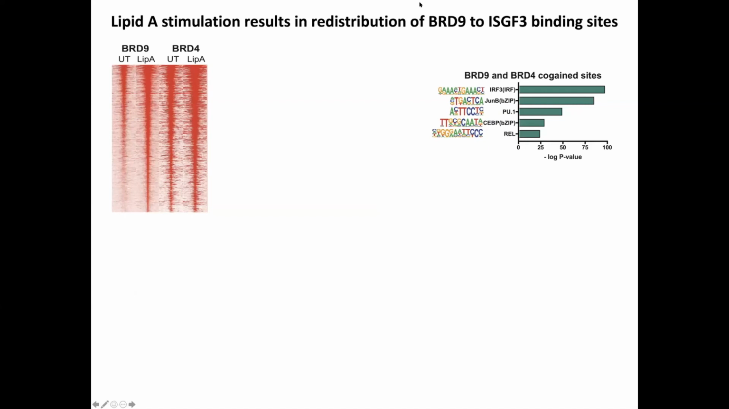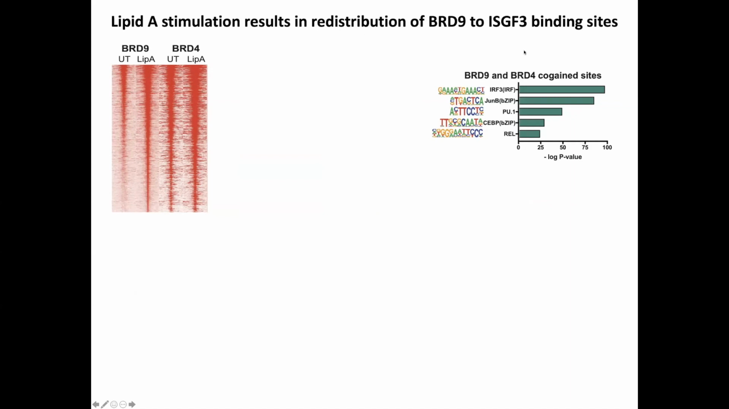And so to understand how BRD9 is regulating the expression of ISGs, we performed ChIP-seq for BRD9 in either untreated cells or lipid A stimulated cells. And we saw a dramatic increase in BRD9 binding in response to lipid A stimulation at several thousand sites. At these gain sites, we also saw an increase in BRD4 binding.